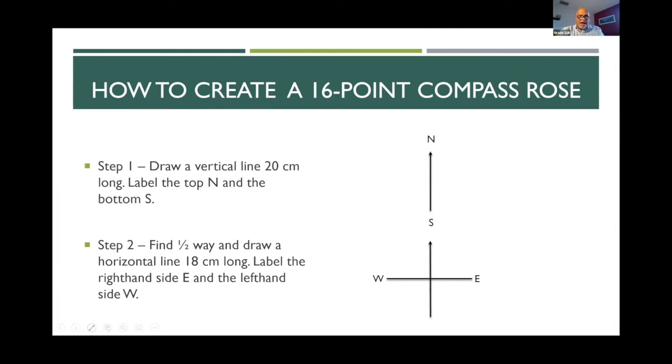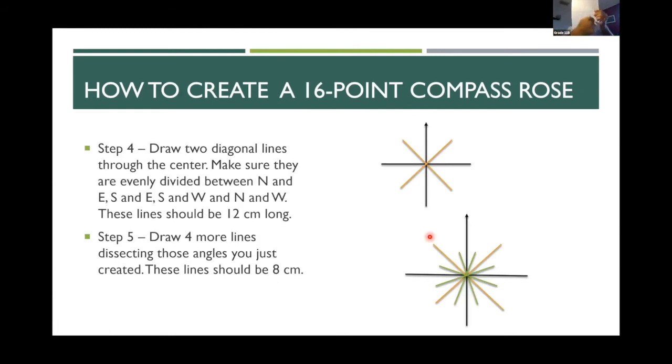So now we're gonna draw diagonal lines. Of course, they're gonna cut this angle in half, which will make it 45, half, half. So let's go ahead and do that. Those lines can be a little shorter. Let's make them 12, the entire line 12 centimeters. So that means each section is going to be about 6 centimeters. And so yours should look something like that.